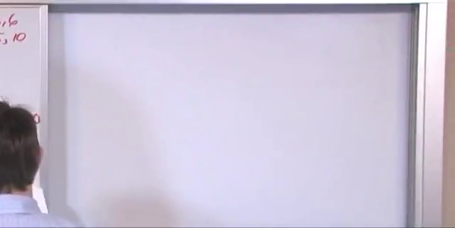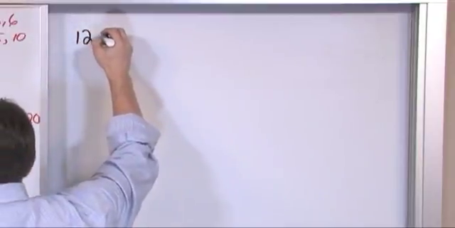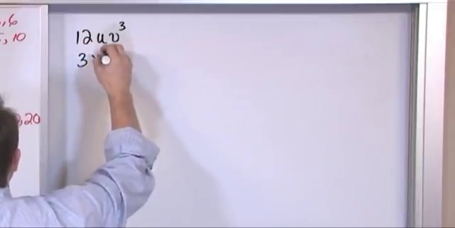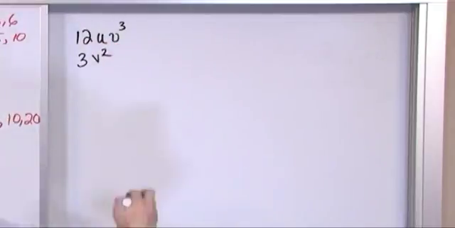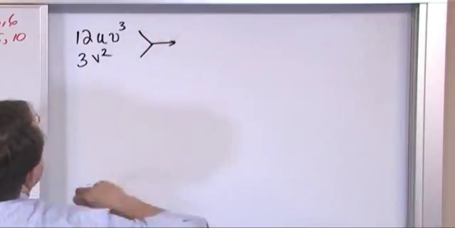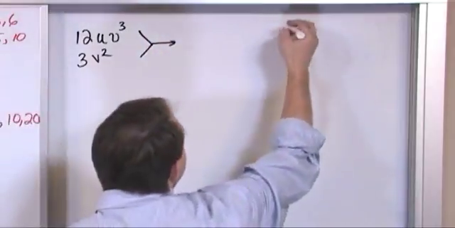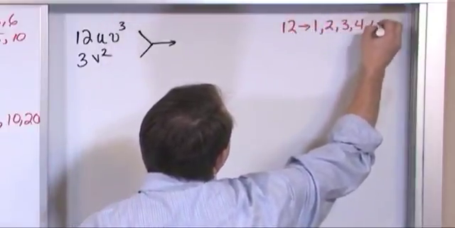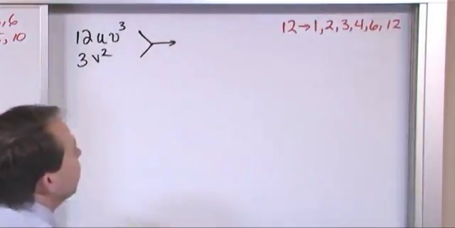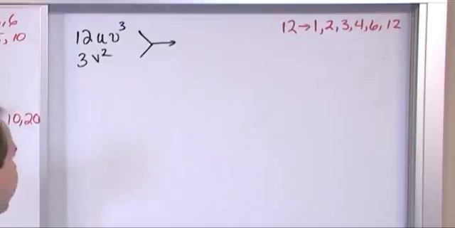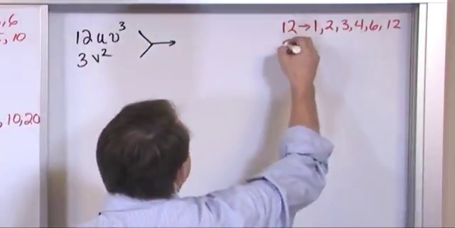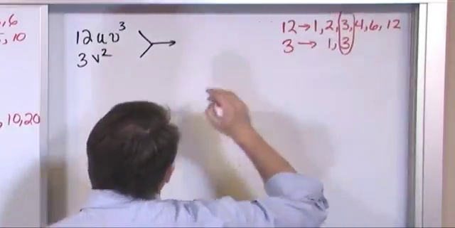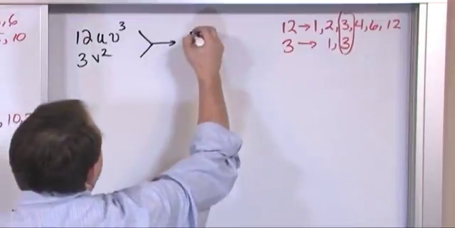Let's say we have 12 times u times v cubed and 3 times v squared. Okay, so we write the greatest common factor, and for 12, it's 1, 2, 3, 4, 6, and 12. And I know I'm going fast, but we've done factors enough where you should be able to go through and figure out what the factors are. Those are the factors of 12. The factors of 3 are just 1 and 3. So the only thing common to both, the greatest common, is 3. So 3 is the number.